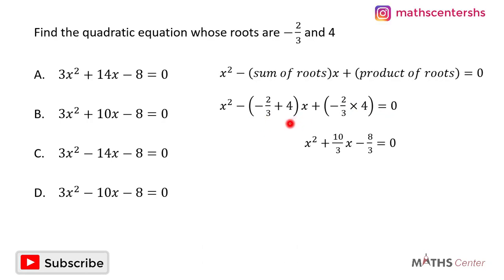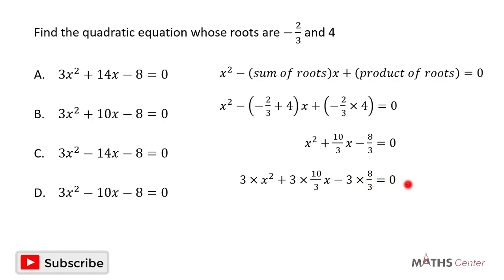When we simplify this, we will have x squared plus 10/3 x minus 8/3 is equal to 0. I'll multiply through by 3 to remove the fractions, and so we will have 3 times x squared plus 3 times 10/3 x minus 3 times 8/3 is equal to 0 times 3, which will give us 0. 3 and 3 will cancel, 3 and 3 will cancel, and so this will give us 3x squared plus 10x minus 8 is equal to 0.